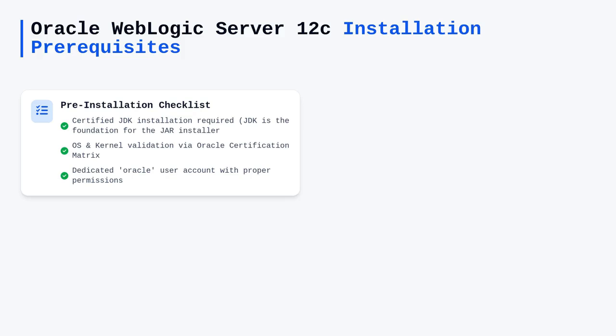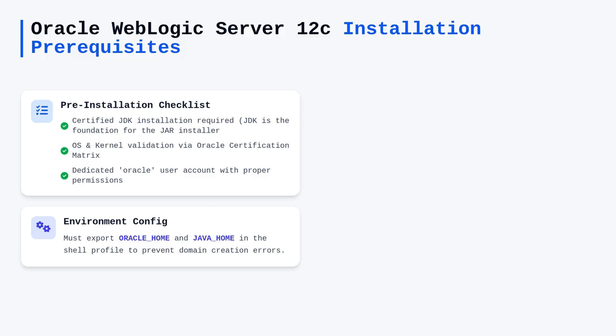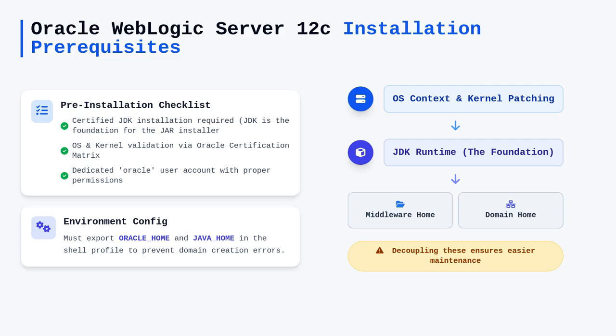You should check the Oracle certification matrix to confirm that your chosen OS version and kernel patches align with the specific 12c minor release. Establishing a dedicated Oracle user account with correct file system permissions is not just a security best practice, but a functional necessity to prevent conflicts during the extraction of files. Proper directory layout planning, such as keeping the Oracle middleware home distinct from the domain home, will simplify your maintenance tasks significantly in the future.